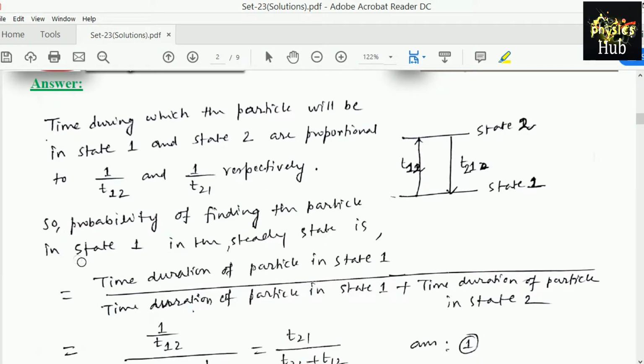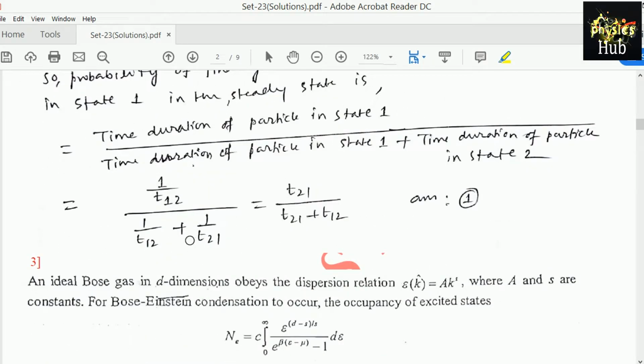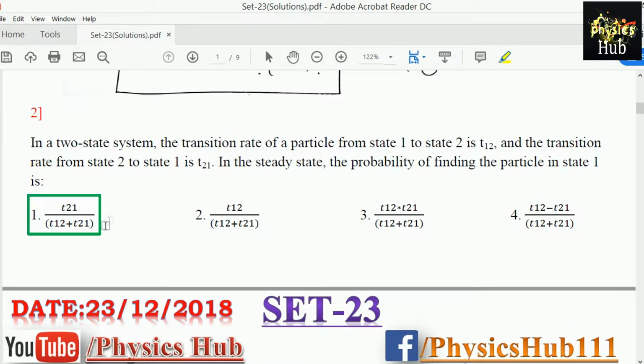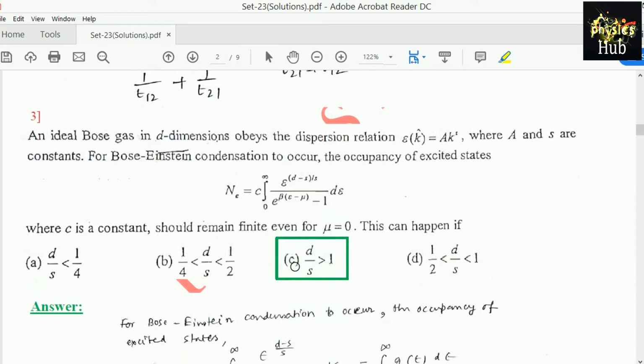Therefore, the probability of finding the particle in state 1 in the steady state is the time duration of the particle in state 1 by the total time duration. That is, time duration of the particle in state 1 plus time duration of the particle in state 2. This is 1 by t12, and this is 1 by t12 plus 1 by t21. Then you will get t21 by t21 plus t12, and it is matching with option 1. So option 1 is the correct option. 1 by transition rate is the time during which the particle will remain in a state.